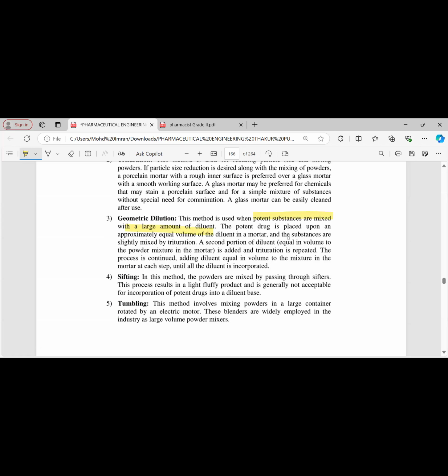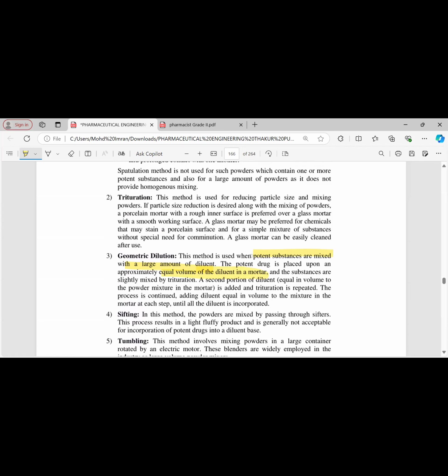The potent drug is placed upon approximately equal volumes of the diluent. I said we take equal volumes with the diluent. So in geometric mixing we have to go very carefully. I'm repeating again, for geometric mixing, if for example you have to take two contents, 2 mg, you will mix 2 plus 2.